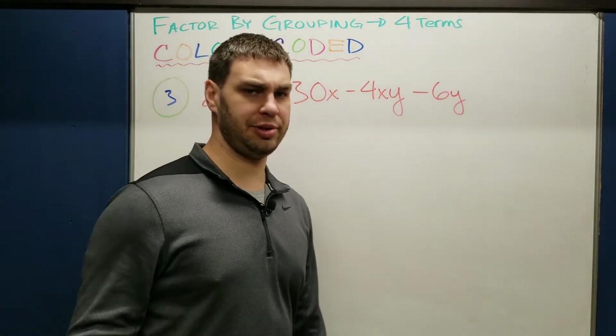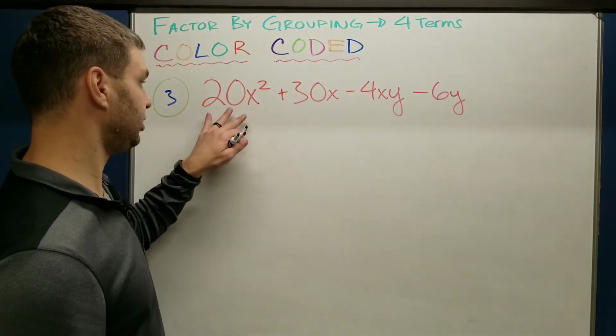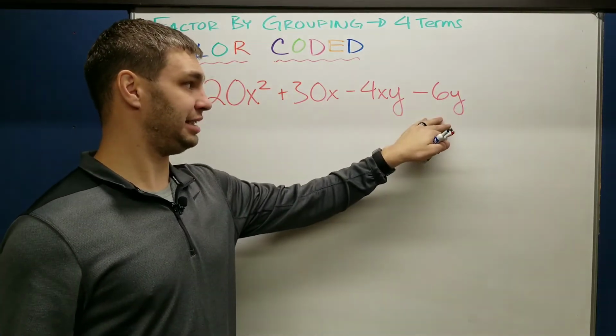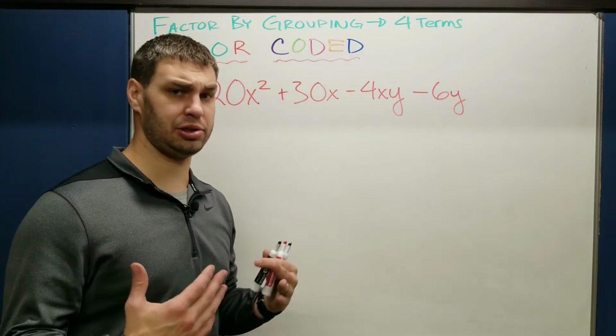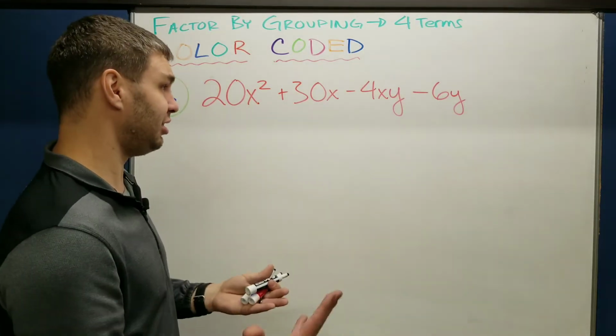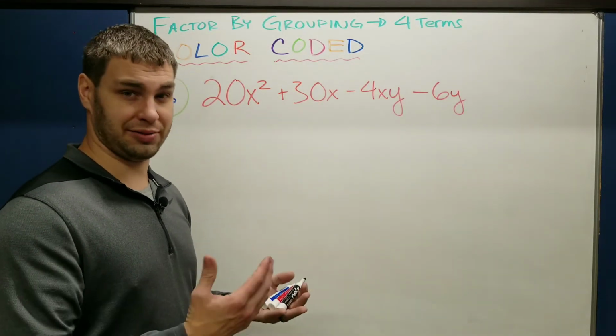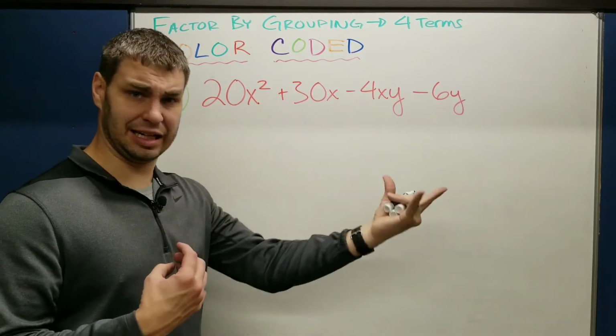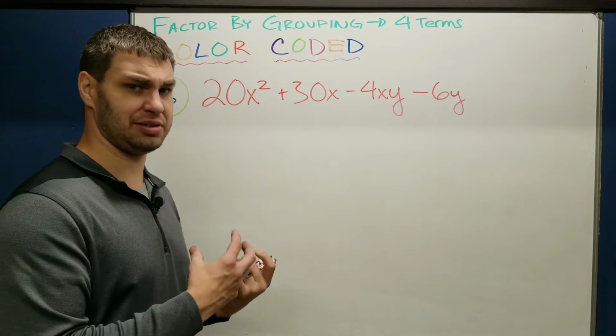All right, guys, number 3 is kind of our tough one here. It says 20x squared plus 30x minus 4xy minus 6y. Now, you remember in my first one, I said this needs to be in the right order, and it's kind of hard to tell the order of this one based on its exponents because it has x's and y's. But this works pretty much the same way.